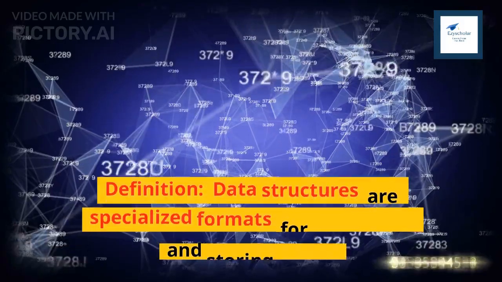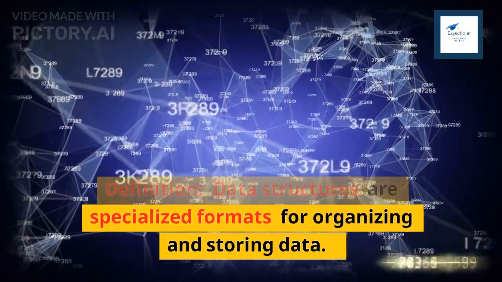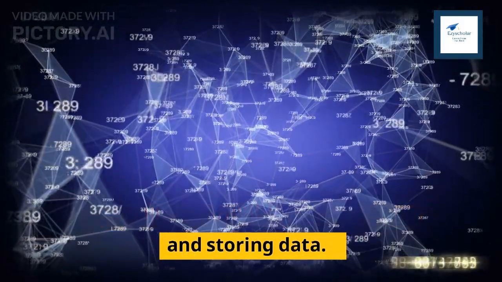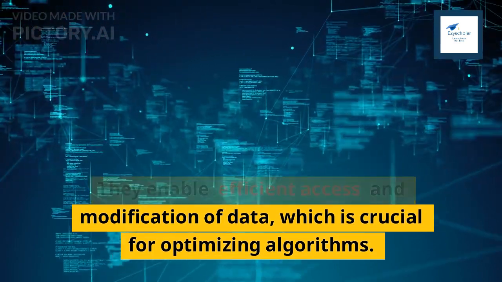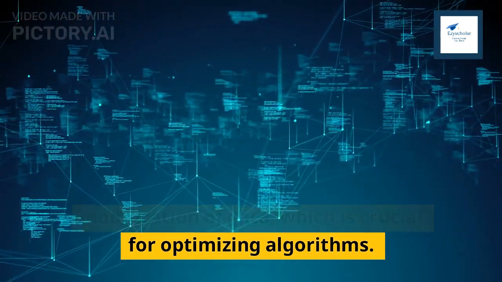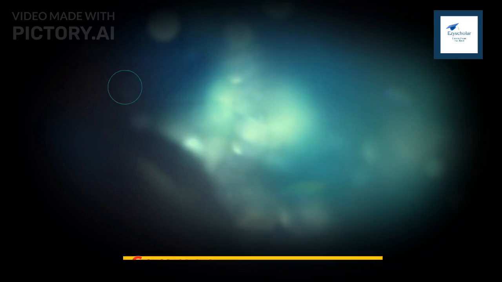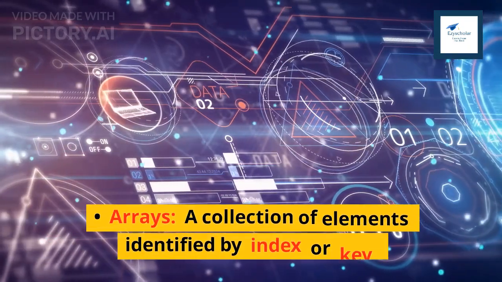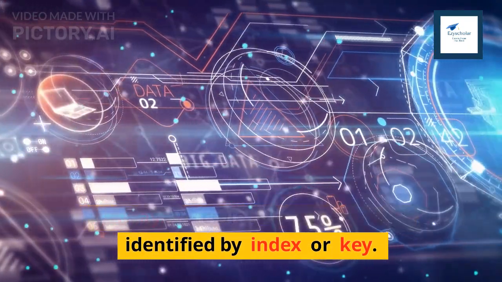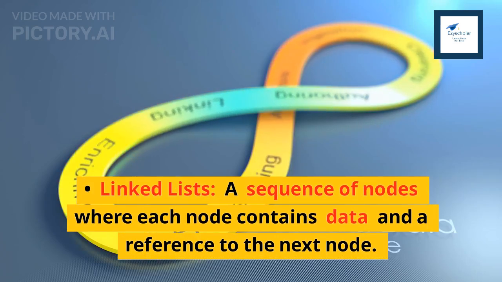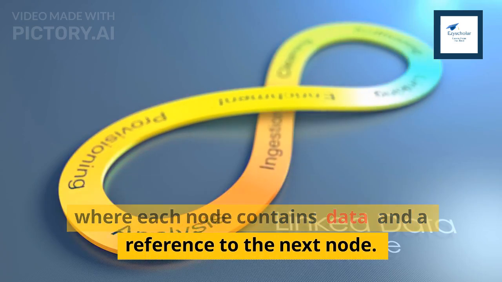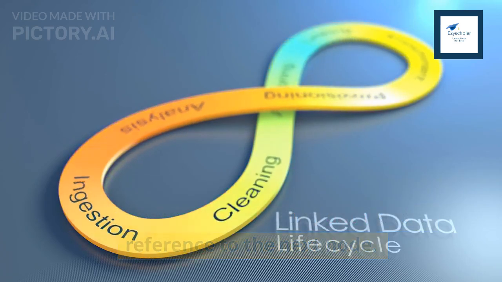Data structures definition. Data structures are specialized formats for organizing and storing data. They enable efficient access and modification of data, which is crucial for optimizing algorithms. Common data structures: arrays, a collection of elements identified by index or key. Linked lists, a sequence of nodes where each node contains data and a reference to the next node.